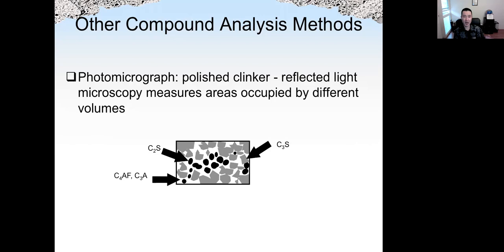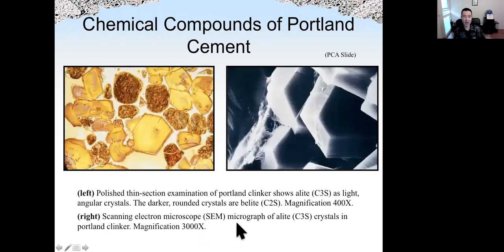By studying the picture, we can estimate the areas of, for example, C2S by counting the pixels in the picture. So based on the number of pixels, we can estimate the area percentage of different compounds, and based on that, we can estimate the weight percentage of the compounds. So that's the general idea of this method. This is a real picture of the clinker, a polished thin section of clinker.